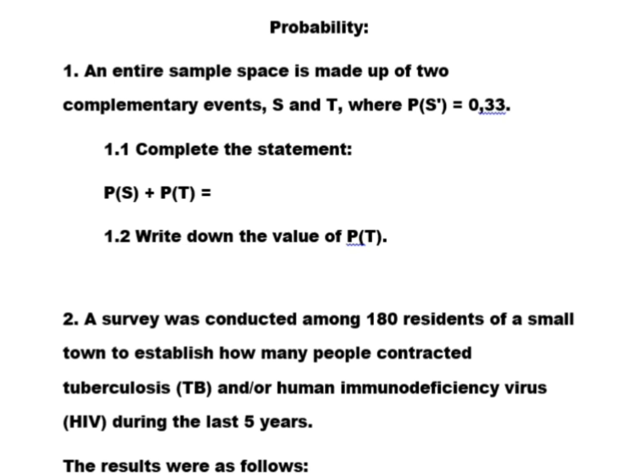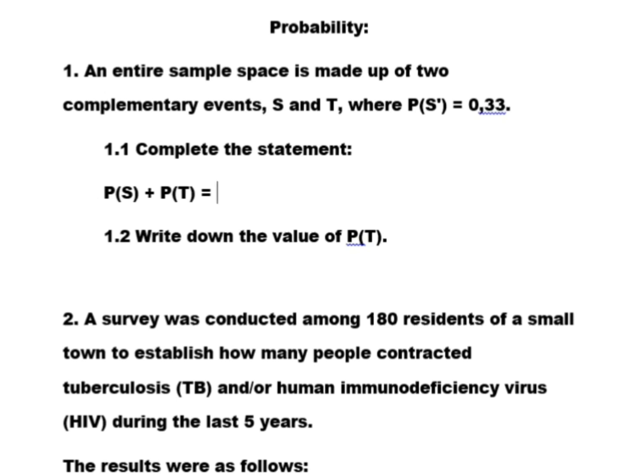The question says, an entire sample space is made up of two complementary events, S and T, where the probability that is not S is equal to 0.33. So it says complete the statement. Now, before we get to 1.1, what's the definition of a complementary event?